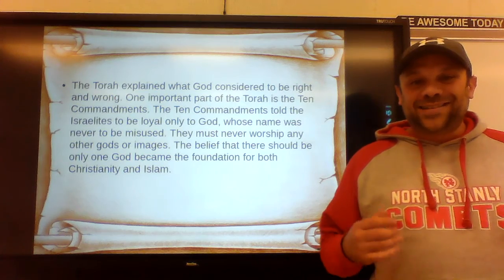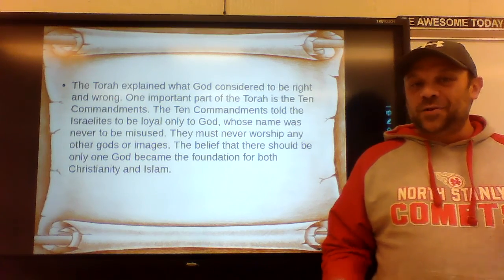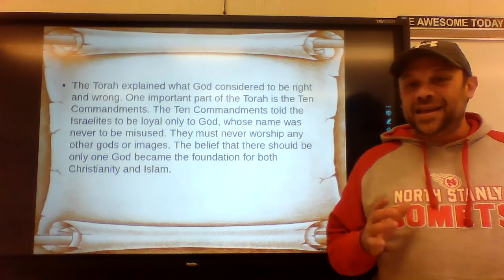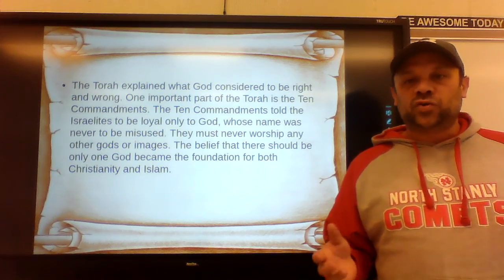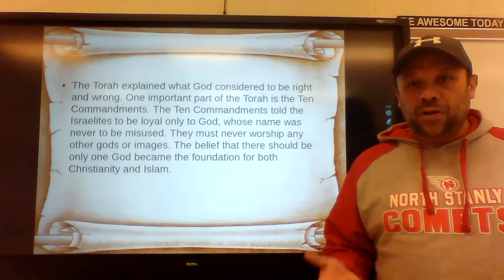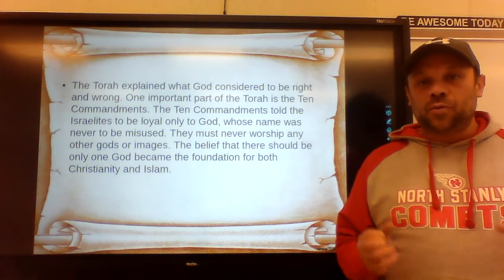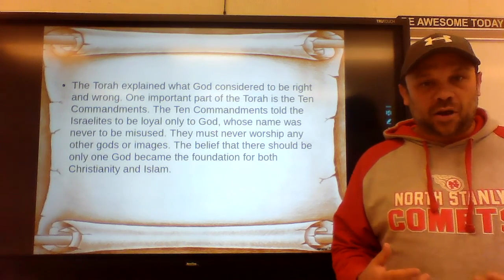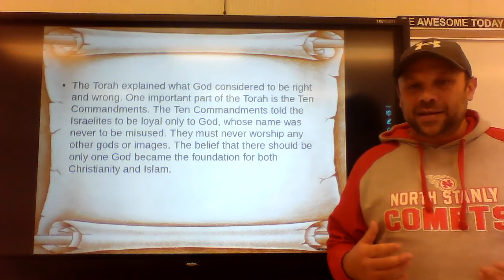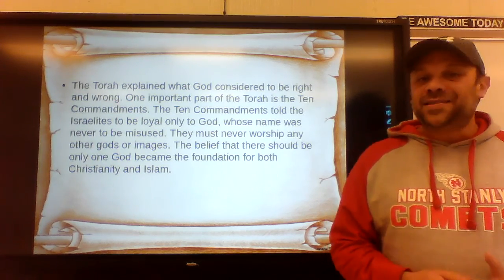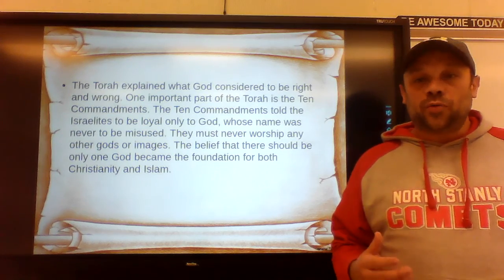The Torah explains what God considers to be right and wrong. Again, this idea of moral law, what is good, what is bad, what's right, what's wrong, what's good and evil. All of this can be described under morality, and that's kind of where this law comes into play. One important part of the Torah is called the Ten Commandments. The Ten Commandments tell the Israelites to be loyal only to God.